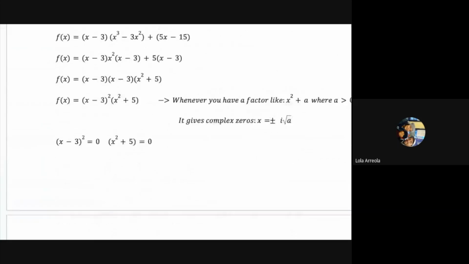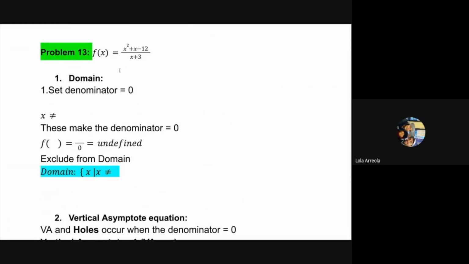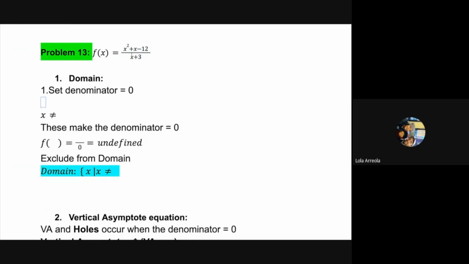All right, we're going to do the same process for problem number 13. Again, domain. I see a fraction, so my domain is not all real numbers. There's going to be a restriction. With fractions, I have to set the denominator equal to 0. So this is the denominator. I didn't want to set all of that. I'm going to set the denominator cannot equal 0, and I'm going to solve for x. So x is equal to -3.